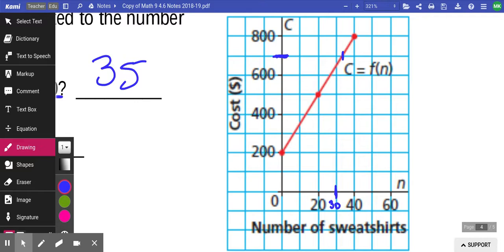Yeah, right? Like it just has to be close enough. Does that make sense? Because there is no perfect answer. Sometimes there is. I shouldn't say there's no perfect answer. Some of them are perfect, right? Like if you look, this point right here, that's perfectly at 20 and 500. That's perfect.